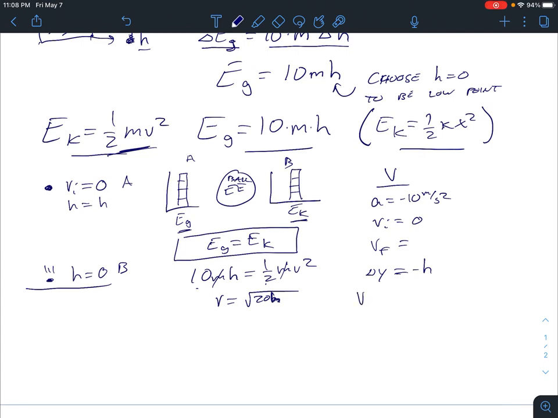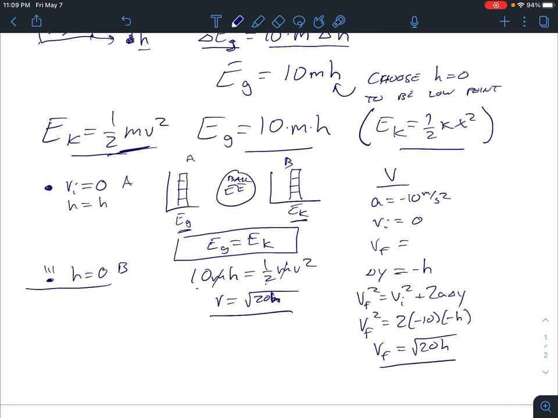And then for the kinematics equations, I would dig up this one, and then I'd plug in the stuff that I have, trying to find VF. The VI is 0, so that's gone. And then 2 times acceleration times delta Y. And then, sure enough, we get the same answer. So we can do it this way, but we can also get it now using energy considerations. And that's kind of cool.